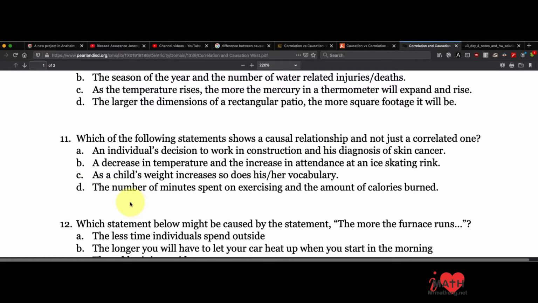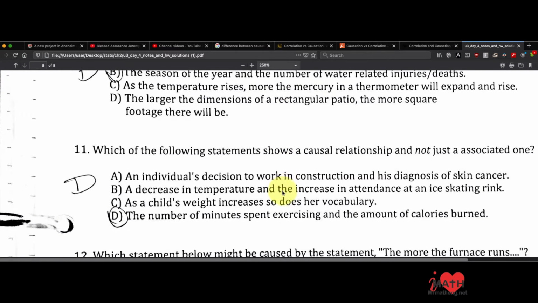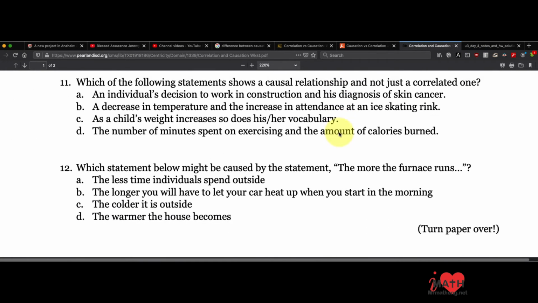All right, let's take a look at this one. D, the number of minutes spent exercising and the amount of calories burned. Does this cause this? Yes. If you spend 60 minutes exercising or shooting the basketball, you're going to burn more calories. Okay? Number 11, there it is. D is your answer. And let's look at the last one here, number 12.